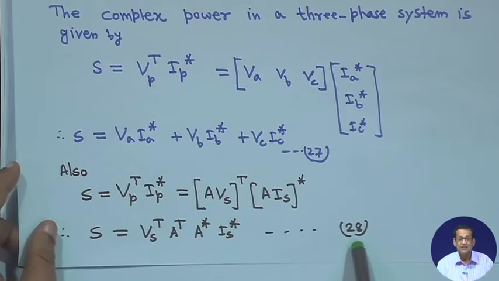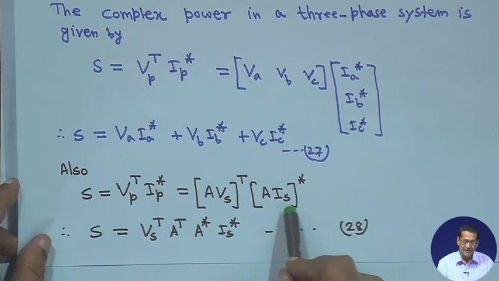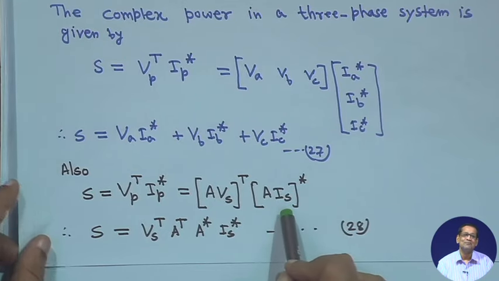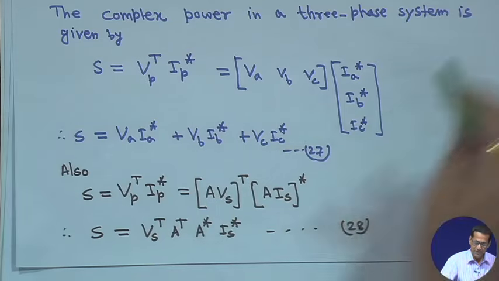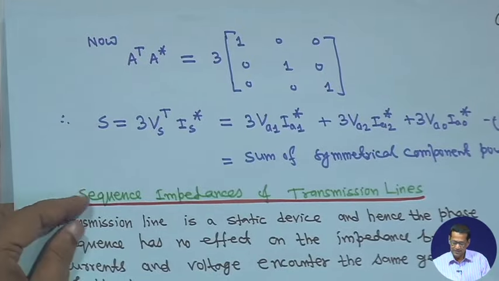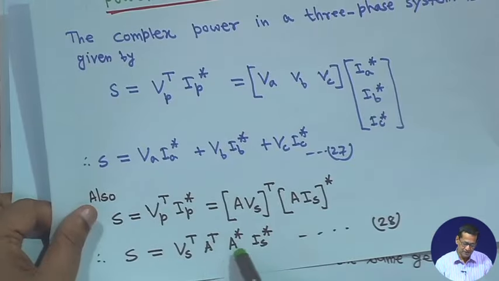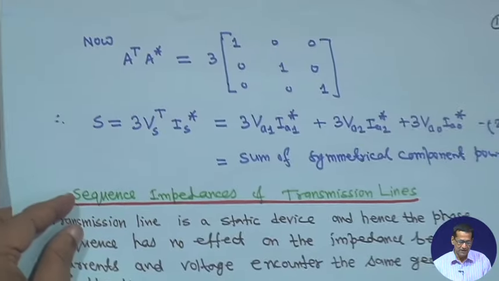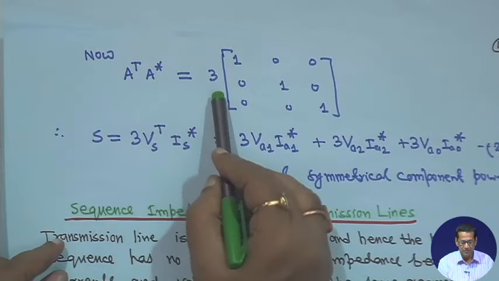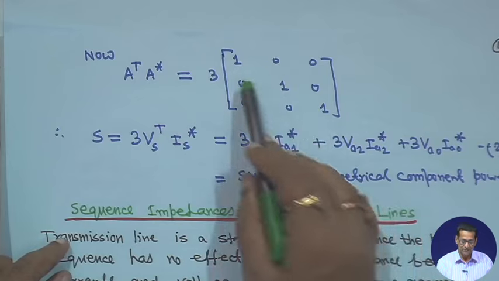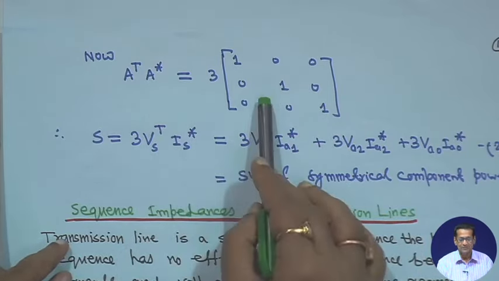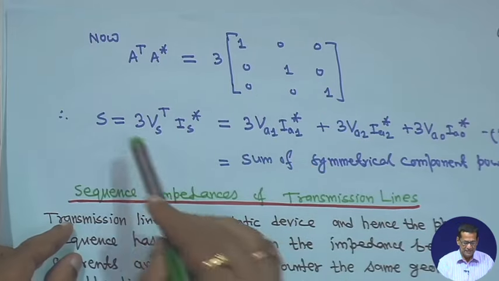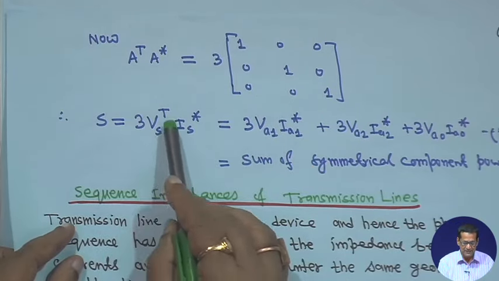This is actually equation 28, but A Is I have not shown that. It is understandable, both are the same; voltage and current philosophy remains the same. Now, the A matrix is known to you, right, so this is your A transpose A conjugate. If you multiply A transpose A conjugate, it will be 3 into an identity matrix, that is 1 0 0, 0 1 0, 0 0 1. So, if you do so, it will be 3 into an identity matrix. That means S is equal to 3 Vs transpose Is conjugate.